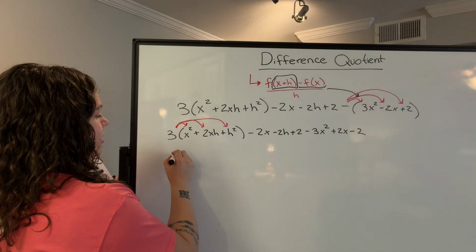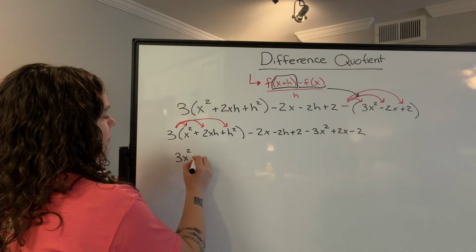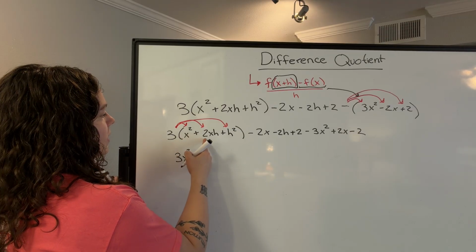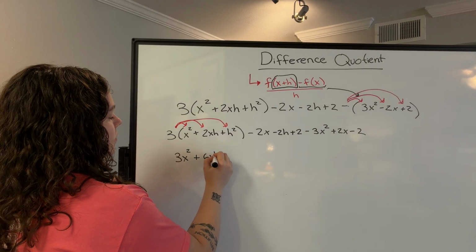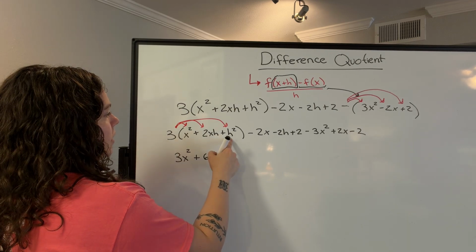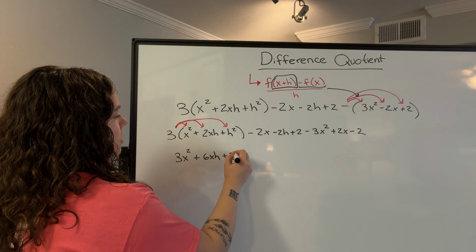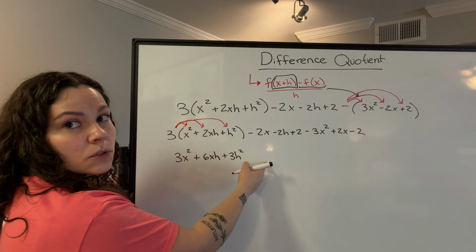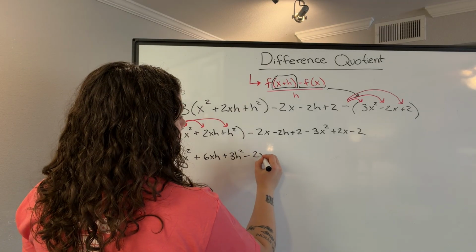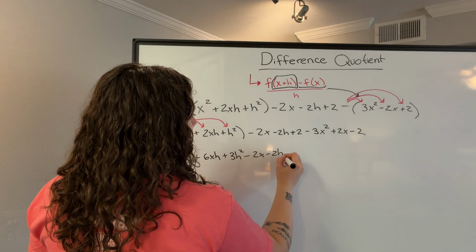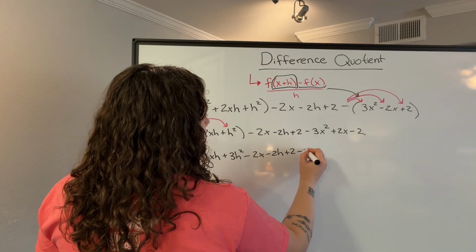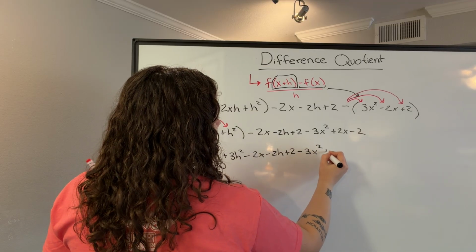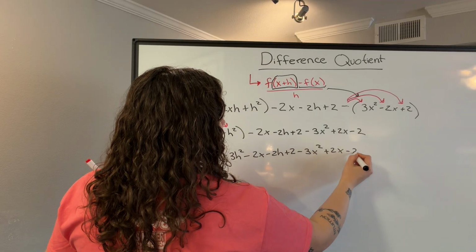So when we do that, we get 3x squared plus 3 times 2 is 6xh. 3 times h squared is plus 3h squared. And then everything else we just drop down. Minus 2x minus 2h plus 2 minus 3x squared plus 2x minus 2.